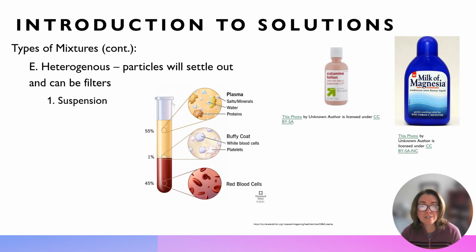Blood is another example of a heterogeneous mixture and a suspension. If you draw blood, you can actually separate it into its layers using a centrifuge. I'm sure if you let it sit over time, it would do the same thing.